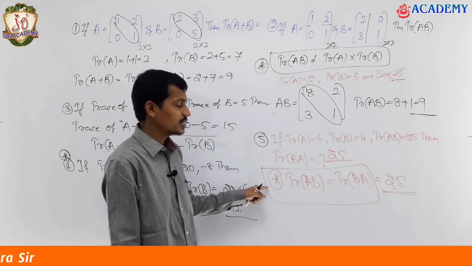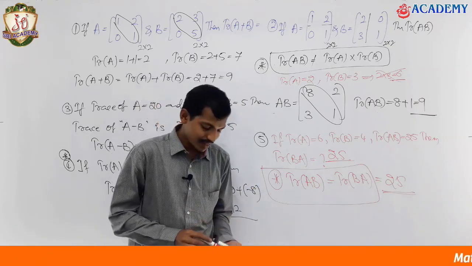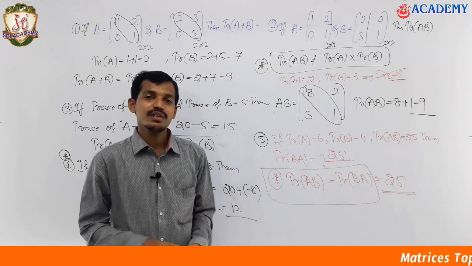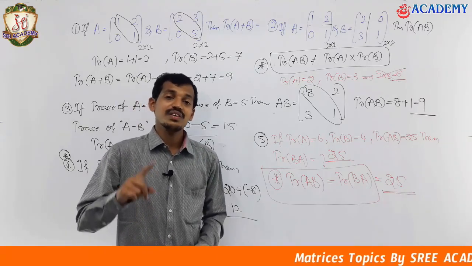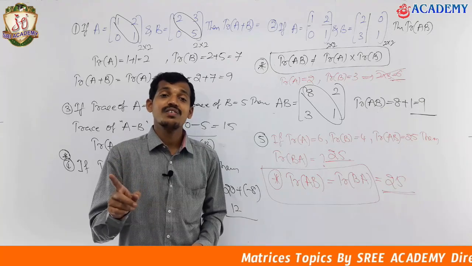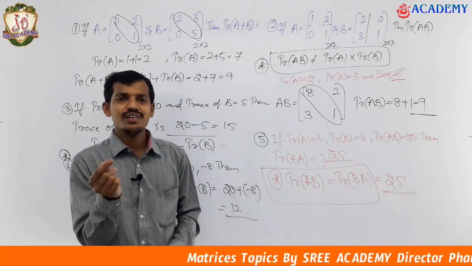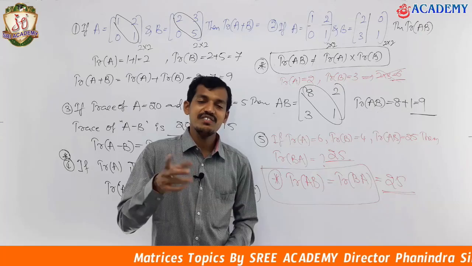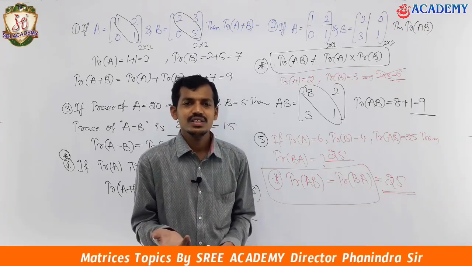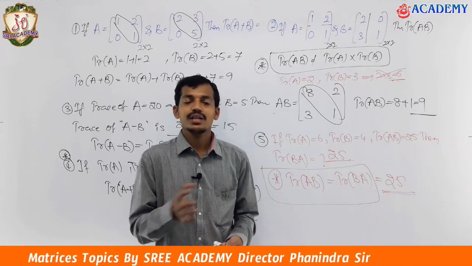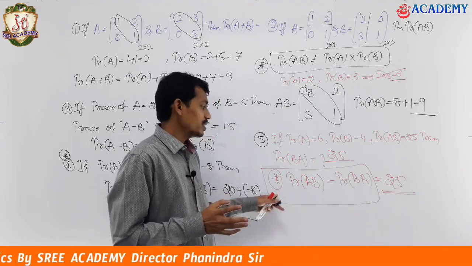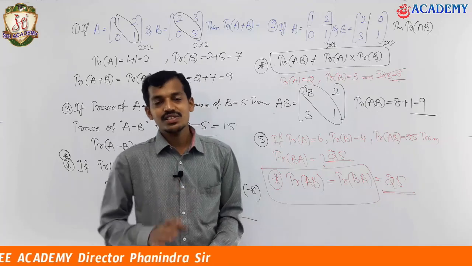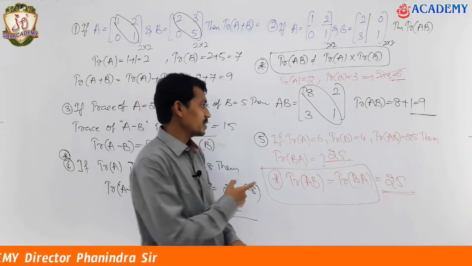You have to remember this property also, which I have not given in the properties: trace of A plus B equals trace of A plus trace of B, and trace of A minus B equals trace of A minus trace of B. One more, trace of KA: it will give trace of A equal to 3. What is trace of 5A, we will ask: 3 into 5, nothing but 15, like that. Trace of KA equals K into trace of A, right? One more: trace of AB always equals trace of BA. You have to remember this property also.